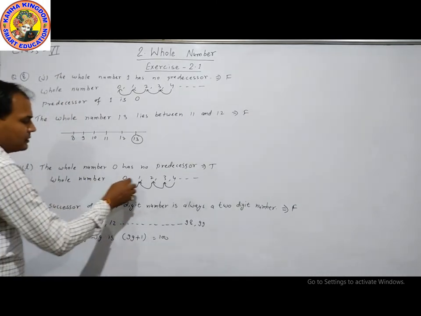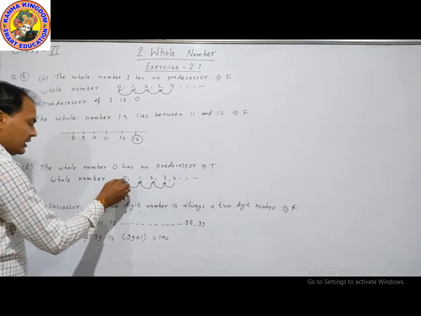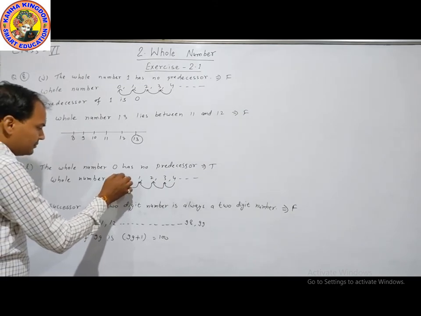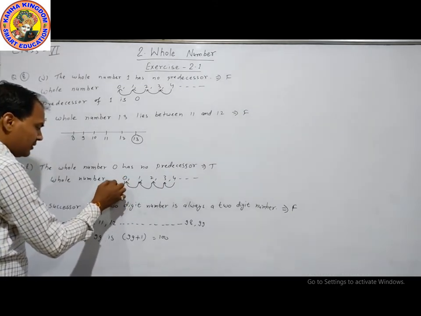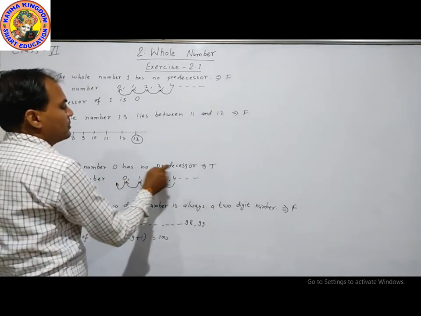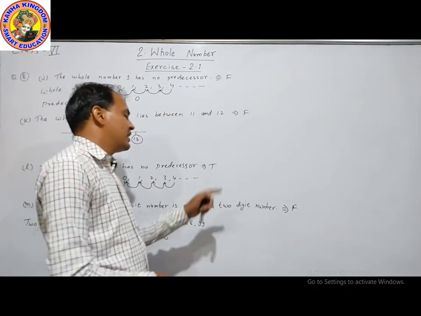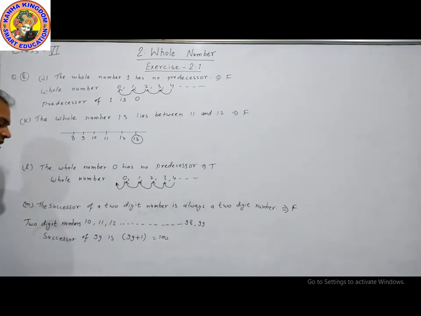The whole number 0 has no predecessor. The whole numbers are 0, 1, 2, 3, 4. Predecessor is the previous number. In this number line, 0 has no previous number. So 0 has no predecessor. This is true.